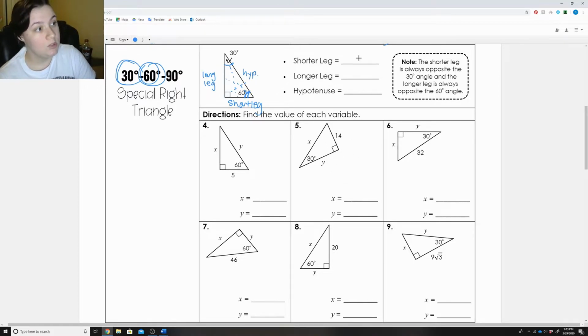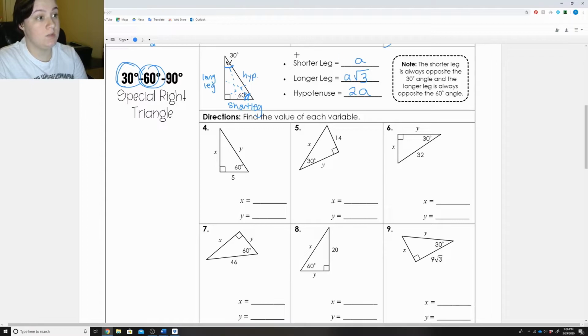So again, shorter leg, we're just going to say A, some variable, however long it is. The longer leg is going to be whatever the shorter leg is times the square root of 3. So you have a 30, 60, 90 triangle, you're looking at square roots of 3 instead of square root of 2. And the hypotenuse is just going to be double whatever the shorter leg is. Okay, so we're just going to use these.